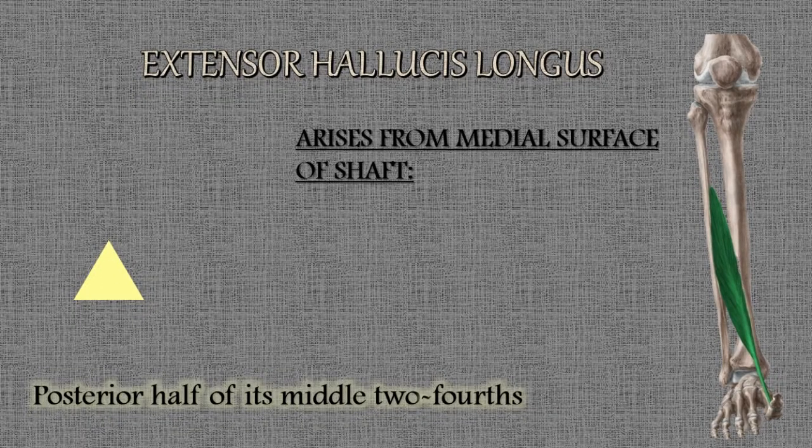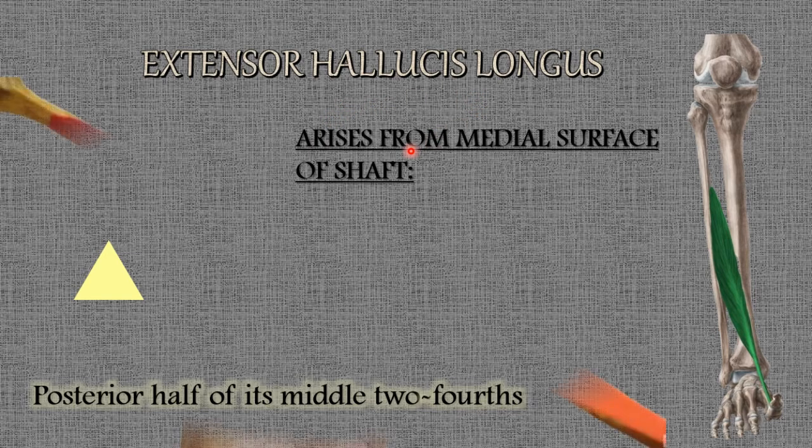Now we have extensor hallucis longus. Hallucis means toe, great toe. Extensor means it will extend. Longus means this muscle is long. It arises from the medial surface of the shaft. As you can see, this is arising from the medial surface, and it inserts on the great toe. So this is the extensor hallucis longus.